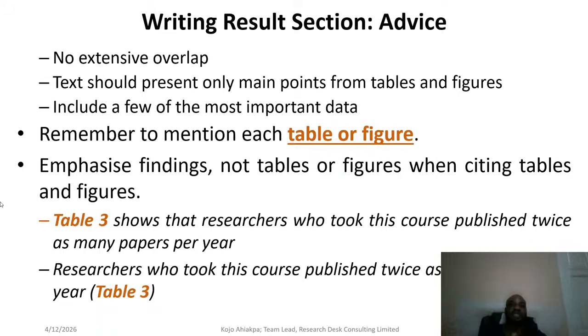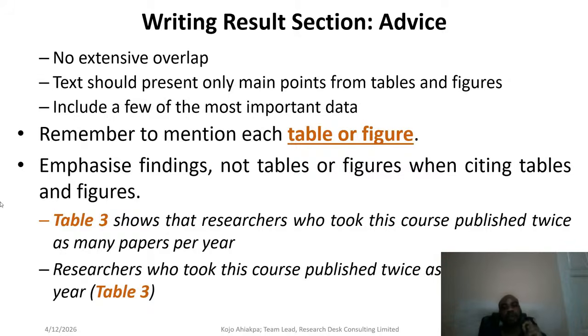In writing the results section, remember to avoid overlapping. When I say overlapping, I mean avoid repetition, duplication, or rambling. Your text should present only the main points from the figures and tables, because the figures and tables explain themselves. Anybody who is in the field can understand and interpret the results in the tables or figures. You do not even need to put text there, but as a requirement for publication, you are supposed to highlight the obvious trends. Include a few of the most important data, especially in your interpretation.